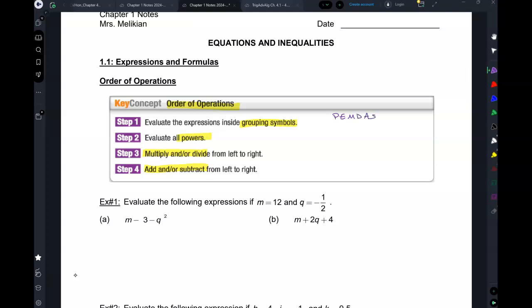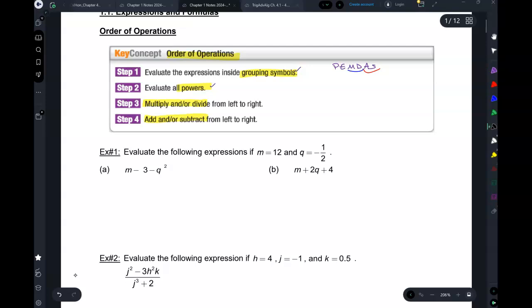So the P in PEMDAS is for parentheses, but again, it doesn't have to be parentheses. It could be brackets and so on. So that's why we do grouping symbols. Then it's exponents or powers. Then again, M and D, multiply and divide in the same step, add and subtract in the same step. Okay, so here.